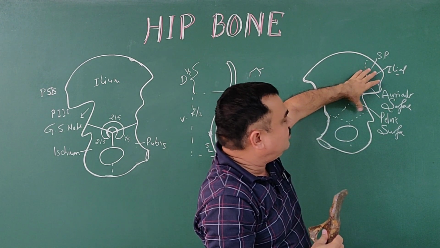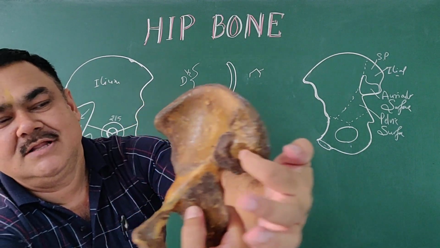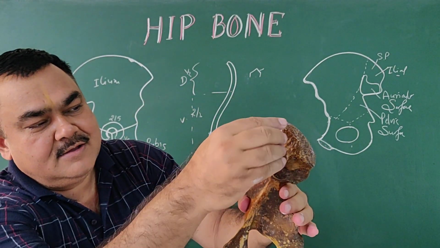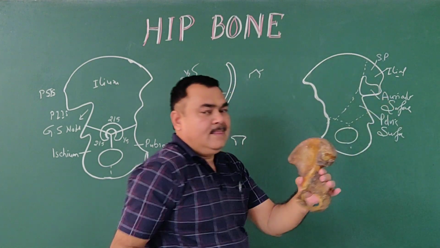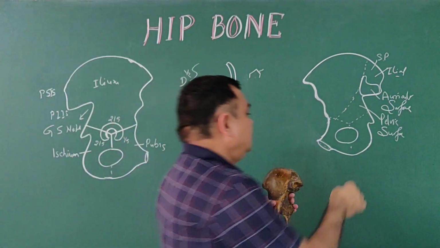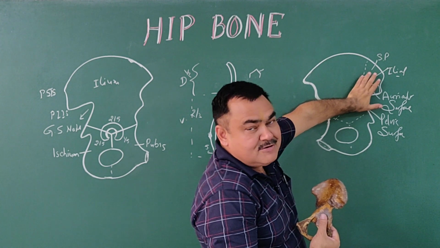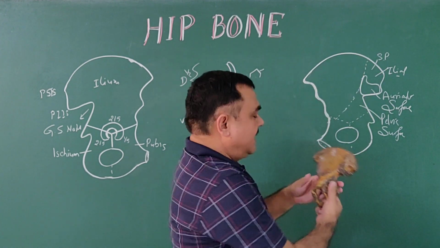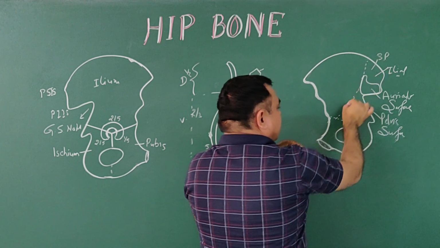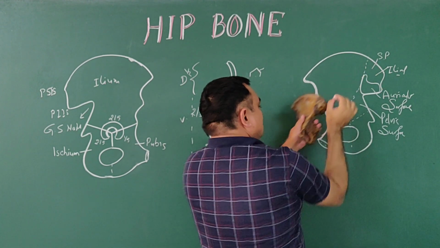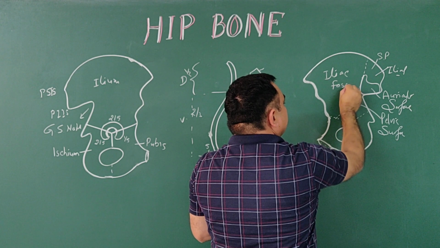So the sacropelvic surface is divided into three parts: this upper part is the iliac tuberosity, this part is the auricular surface, and below this is the pelvic surface. Then, between the anterior and medial border, this concave fossa is the iliac surface, or iliac fossa.